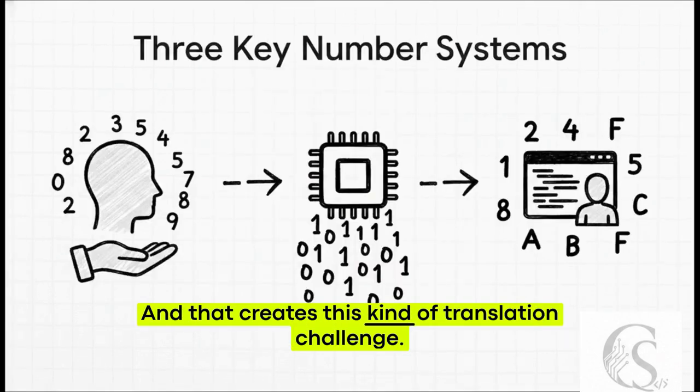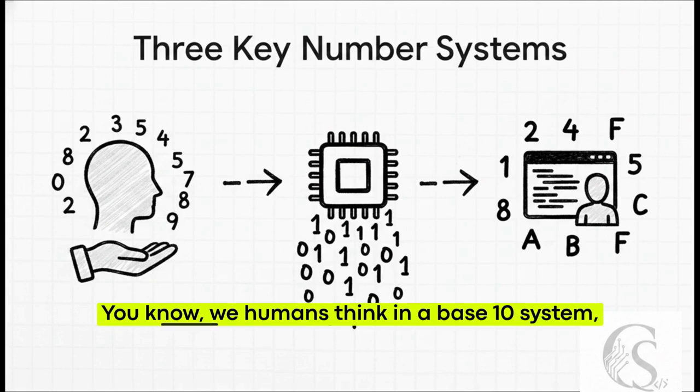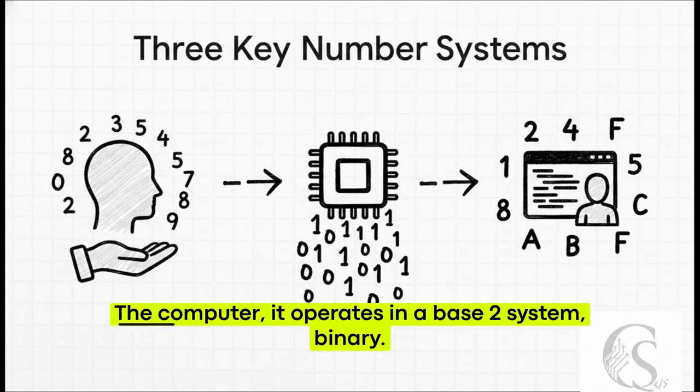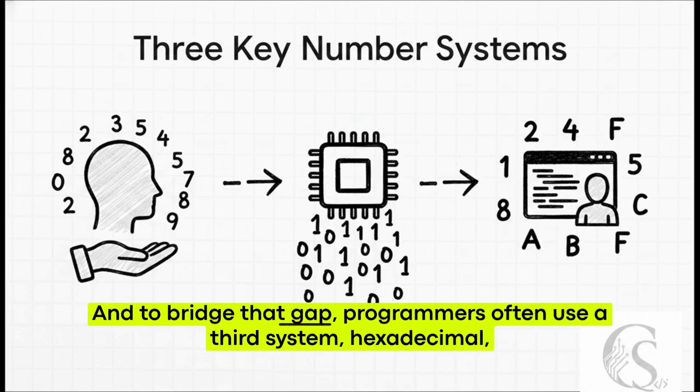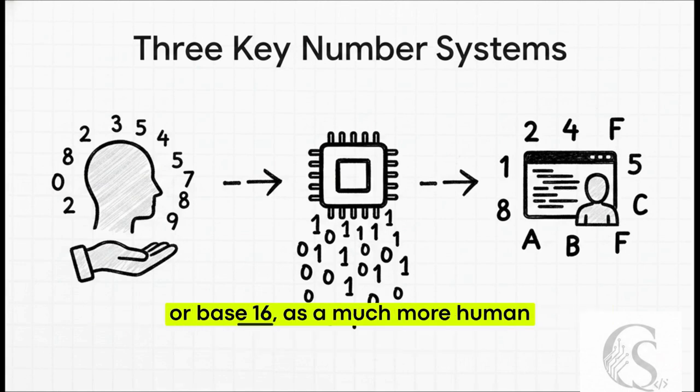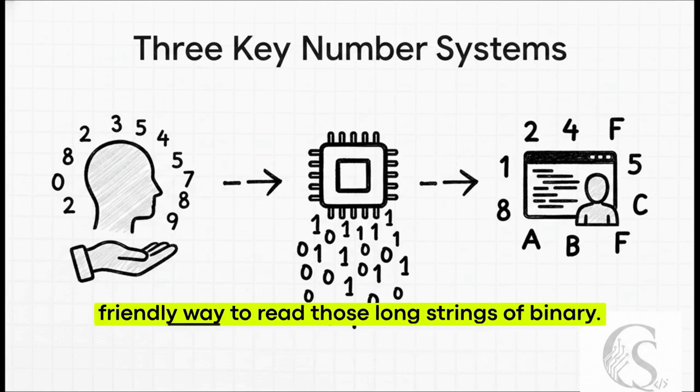And that creates this kind of translation challenge. We humans think in a base 10 system, which is called denary. The computer operates in a base 2 system, binary. And to bridge that gap, programmers often use a third system, hexadecimal, or base 16, as a much more human-friendly way to read those long strings of binary.